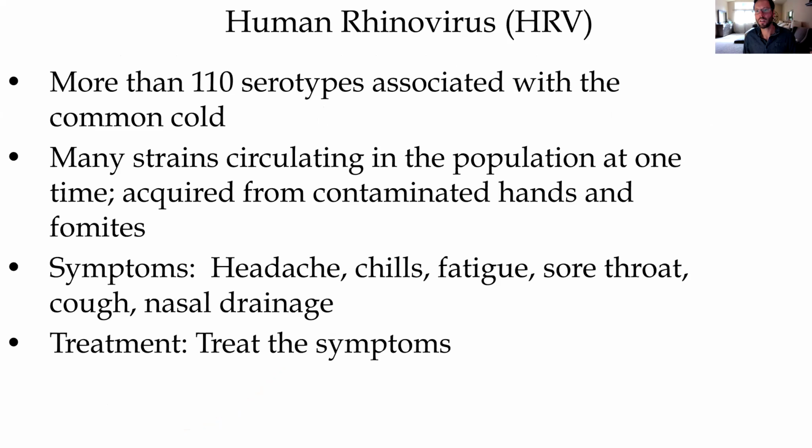Rhinovirus, 110 serotypes, common cold. Lots of them are circulating at a given time. We're getting into cold season right now, so some of you will get a rhinovirus or rhinoviruses this fall. Some of your family members will get it. You'll get the common symptoms of a cold, right? Chills, fever, sore throat, runny nose. And there's no real vaccine. There's no way to treat the infection. You just treat the symptoms, right? You take some meds to relieve those symptoms.